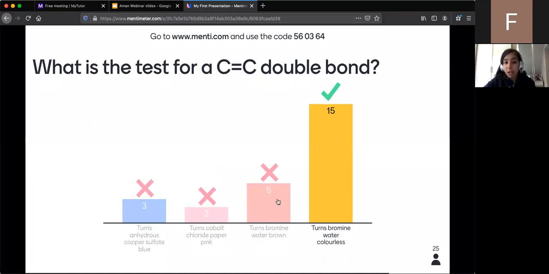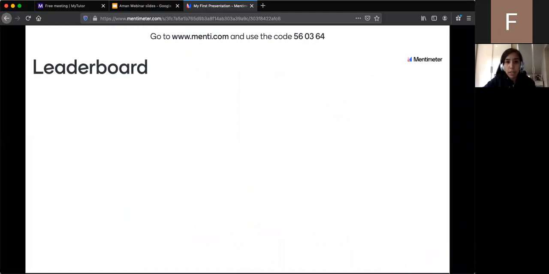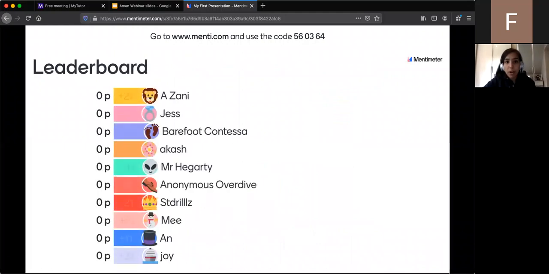It turns it colorless. Cobalt chloride paper turning pink is the test for water, and anhydrous copper sulfate turning blue is the test for water as well. So there are two tests for water. So they were tests for water. This is not the correct answer because bromine water turns colorless when it is with a carbon double bond. If it had said single bond, this would be correct. But yeah, the people that got it right, well done. So I think that's the end of the quiz. We can see the leaderboard now.